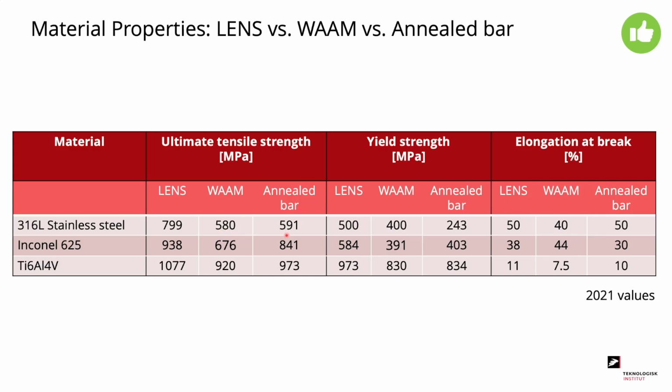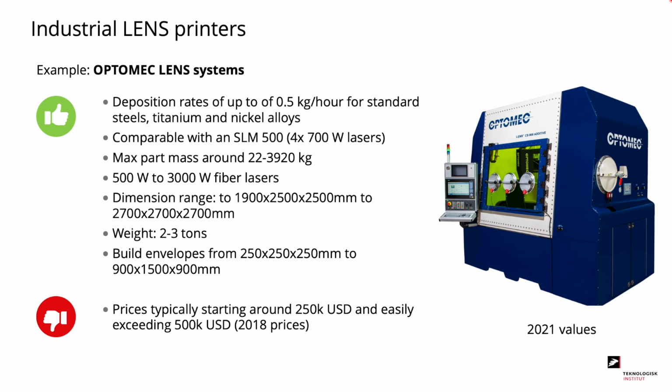If we have a look at the industrial LENS printers, some of the benefits include higher deposition rates of up to half a kilo an hour for typical materials such as steels, titanium and nickel alloys. This is comparable to an SLM 500, which is processing using 4 700 watt lasers. Another benefit is that you can produce large and heavy parts. You can have a mass range typically from 22 kilos to 3,920. The range of available lasers allows you to deposit material fast.